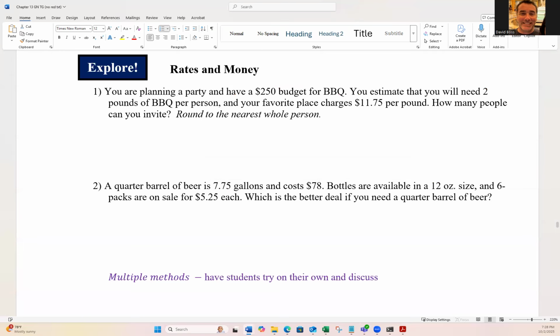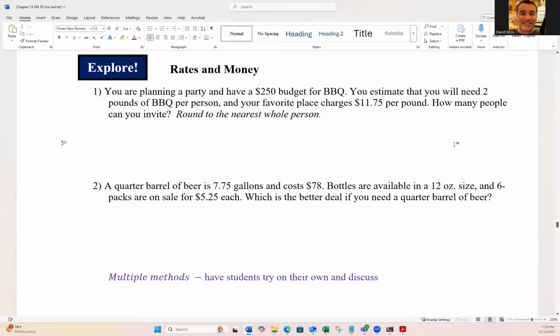Rates and money. We all love money. Okay. You are planning a party and have a $250 budget for barbecue. You estimate that you will need 2 pounds of barbecue per person, and your favorite place charges $11.75 per pound. How many people can you invite?